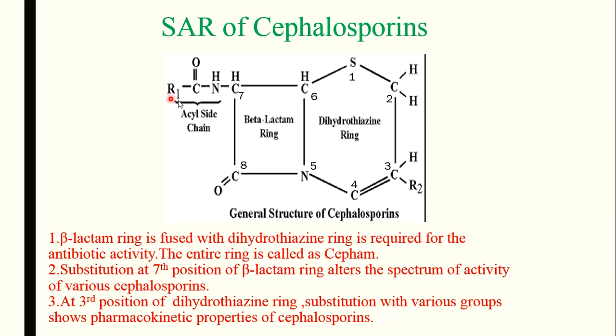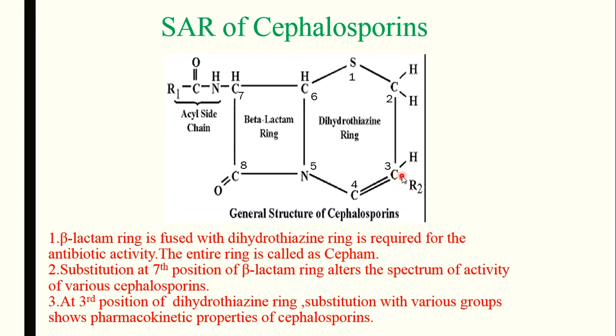Substitution at the seventh position of the beta-lactam ring alters the spectrum of activity, meaning narrow spectrum or broad spectrum. Depending on the R group, the spectrum of activity may alter in various cephalosporins.